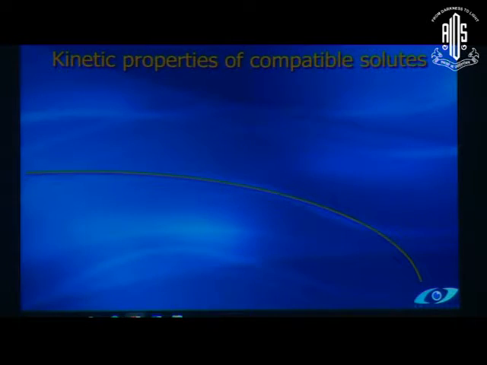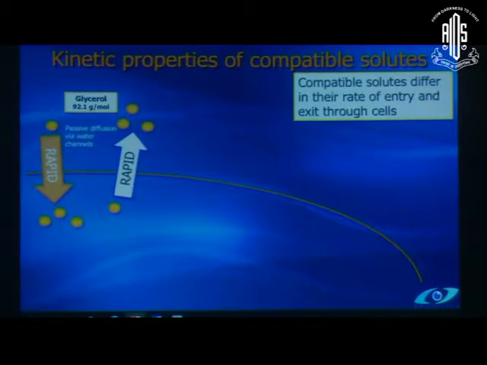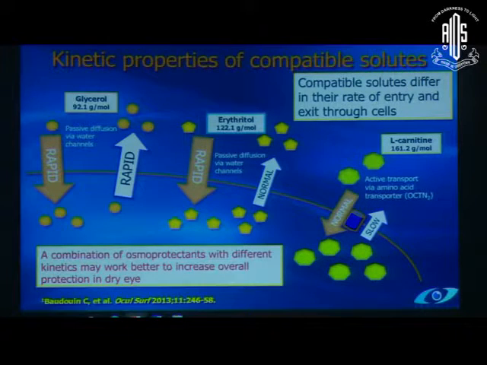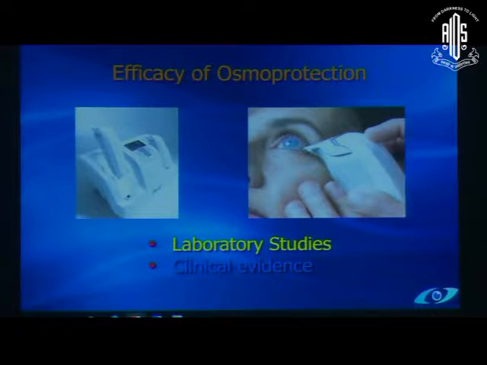There are various kinetic properties of these compatible solutes. Some go in and out very quickly along with the water channels. Some go in at medium speed, such as erythritol, and some are actively imported or removed from the cell, such as L-carnitine. And it's this combination of osmoprotectants with different kinetics that actually works best. And the formulations have to be constructed in such a way that they satisfy these requirements.